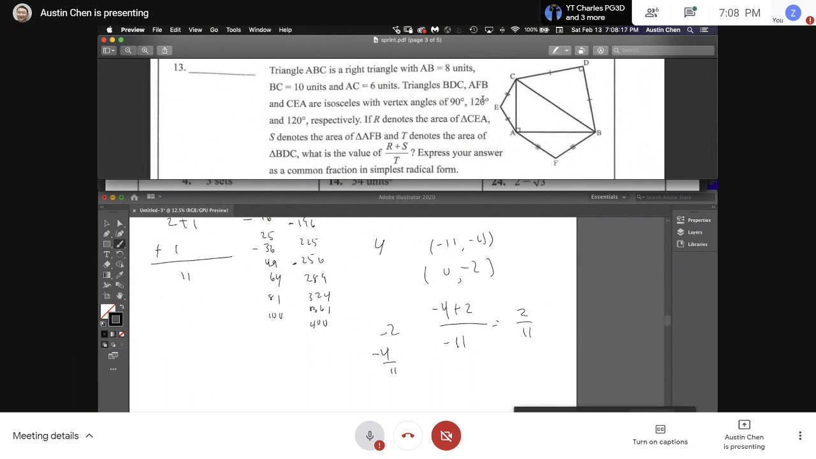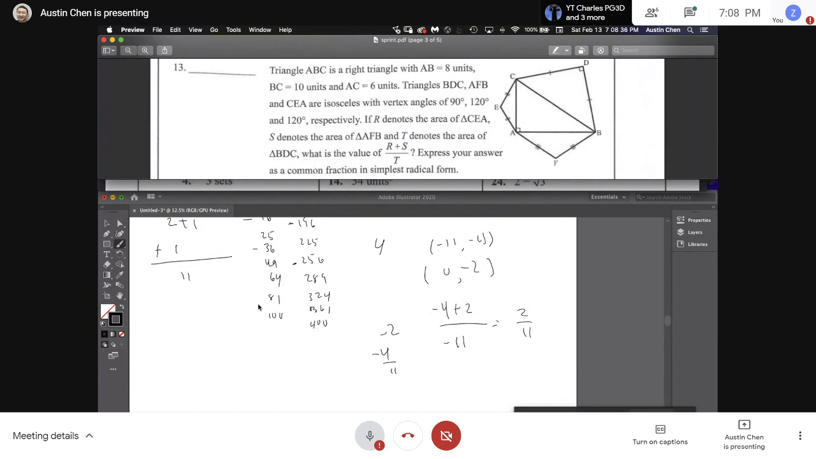Okay, so area of CEA is R, area of AFB is S, and area of BDC is T. So you want to find this triangle area plus this triangle area over this triangle area.